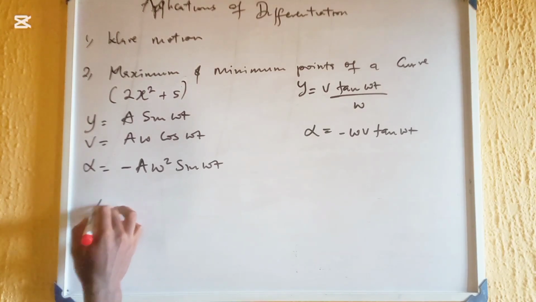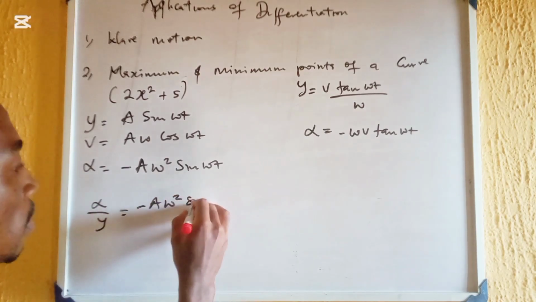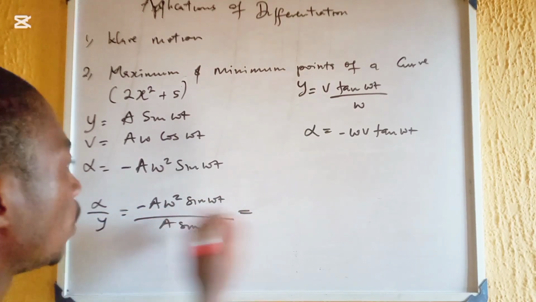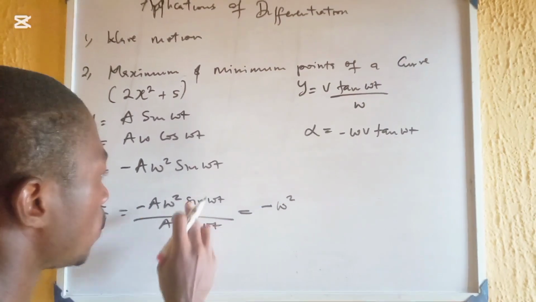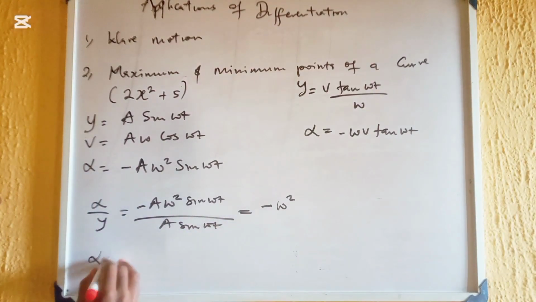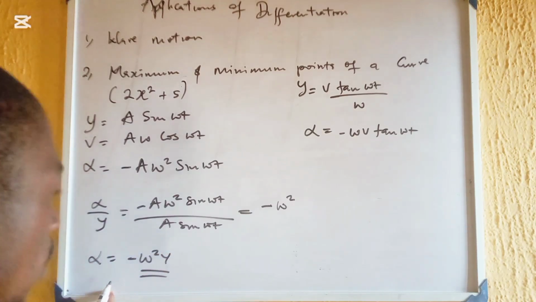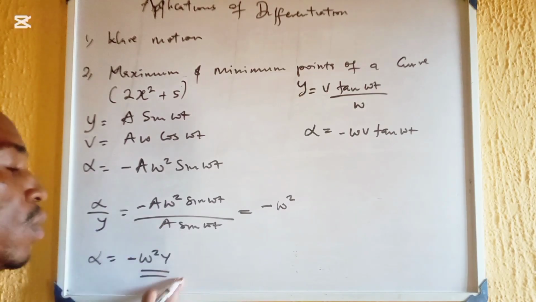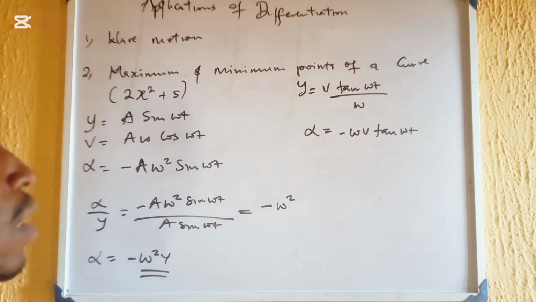Finally, let's look at the relationship between y and alpha. So we have alpha over y is equal to minus Aw squared sin wt over A sin wt. Now we have minus, A will cancel A, then w squared is here, sin wt will cancel sin wt, so in that case we are only left with minus w squared. So alpha is equal to minus w squared y. If you check your secondary school textbook, you will see this relationship, that the acceleration of the wave is equal to minus w squared y. Here y is the equation for the position of the wave, and w is the angular velocity.